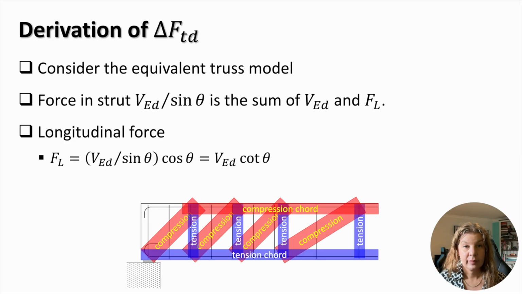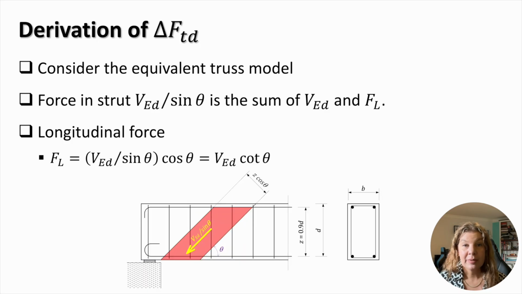in the design. The additional tension force FL applied by the inclined compression struts to the longitudinal tension reinforcement can be found using the equivalent truss model. The compression force developed in the inclined strut due to the applied loads is VED divided by sine the inclination angle theta. The shear force VED is the vertical component, while the tension force FL is the horizontal component of the force in the inclined strut. Therefore, FL and VED are related through the cotangent theta.